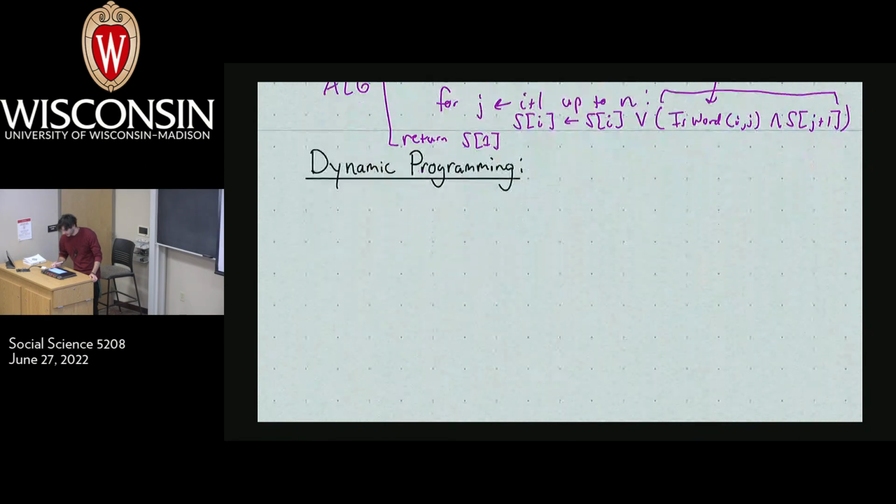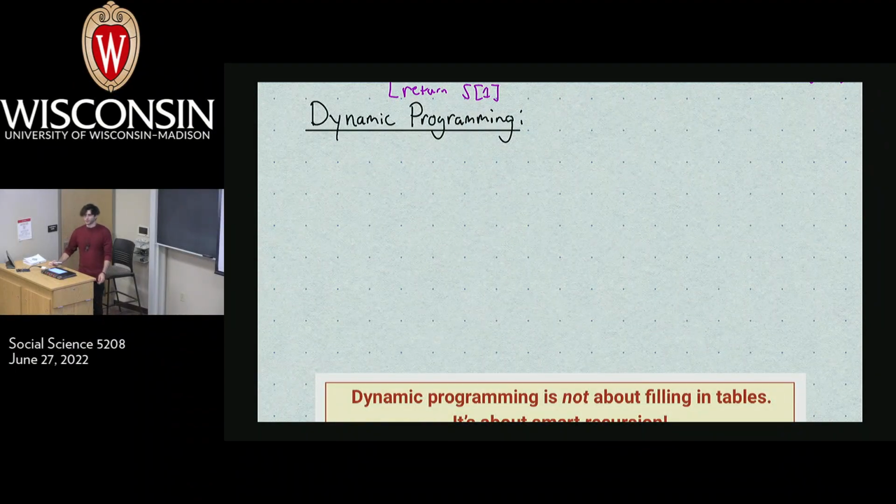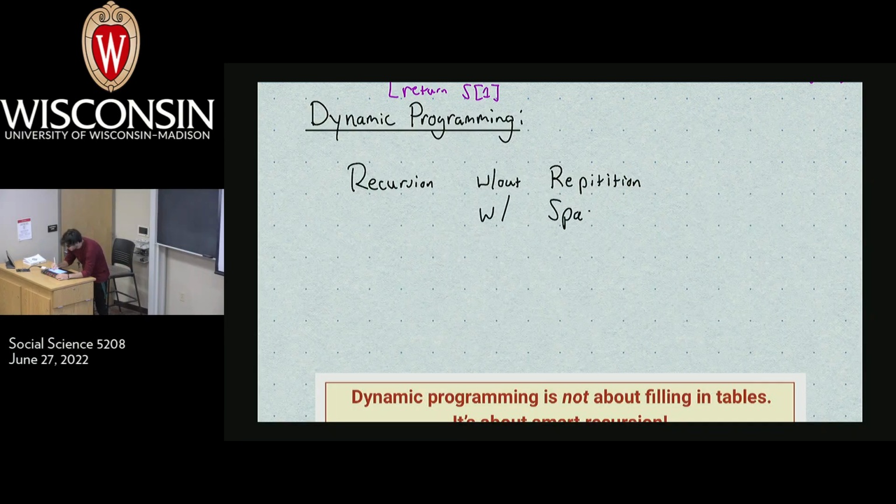Okay. So this is what's called dynamic programming. It's basically, in one word, recursion without repetition. Repetition is just repeating the same problems over and over. Or I like to make it even simpler and say it's recursion with space. You're using extra space to improve on your runtime. So you increase space to decrease runtime.